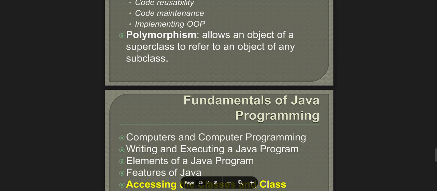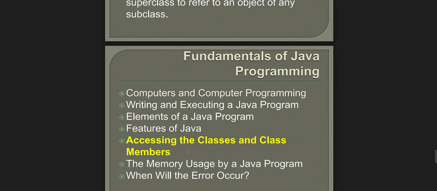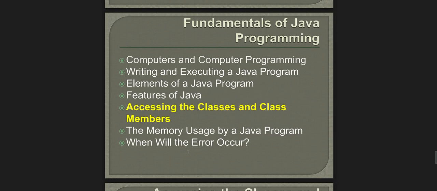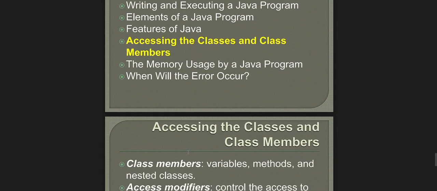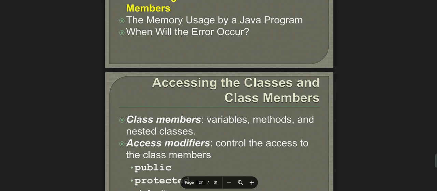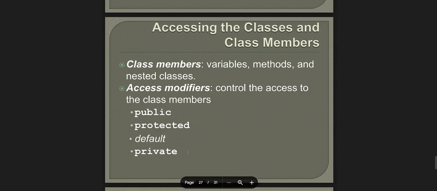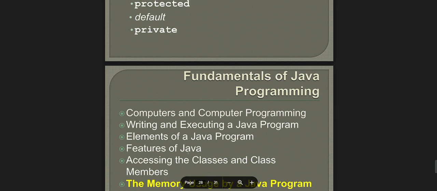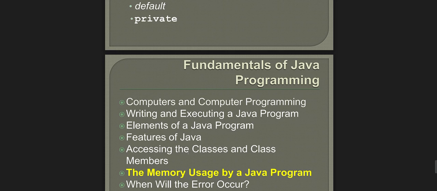Fundamentals of Java programming: computers and computer programming, writing and executing a Java program, elements of a Java program, features of Java, accessing the classes and the class members, the memory used by a Java program, and when will the error occur? Accessing the classes and the class member variables, methods, and nested classes. Access modifiers control the access of the class members: public, protected, default, private.